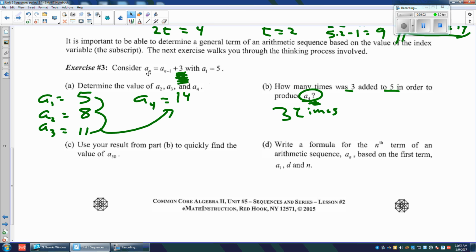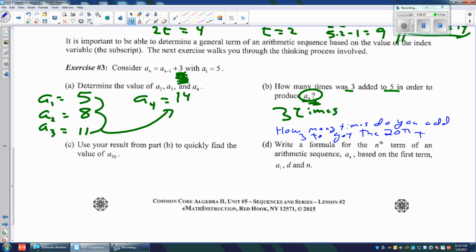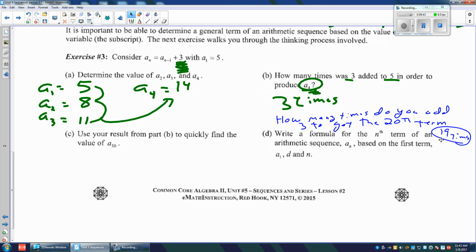So here's my question to you. How many times do you add 3 to get the 20th term? If I added it 3 times to get the 4th term, I must add it 19 times. If you don't understand, make sure you ask me in class.